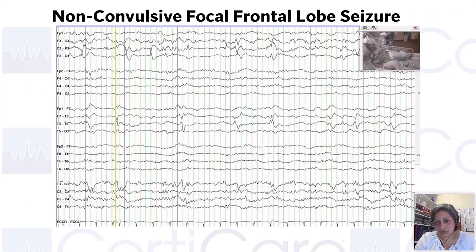I have 2 videos to show you for non-convulsive focal frontal lobe seizures in ICU. Let's look at that video here. It's, I think, over a minute long video. In this, you will see multifocal left hemispheric discharges, which evolve into left central seizure. It's a non-convulsive focal frontal lobe seizure. Let's look at that.